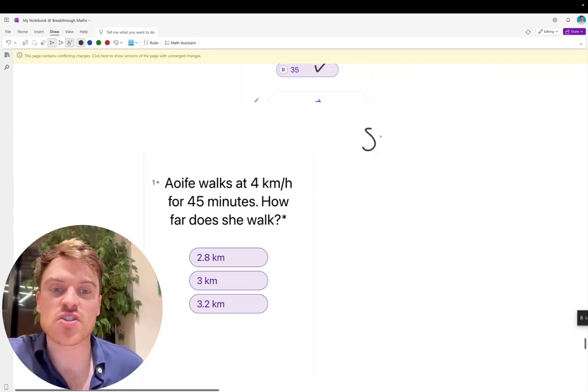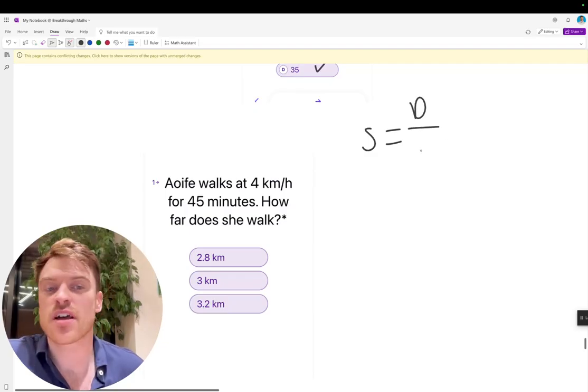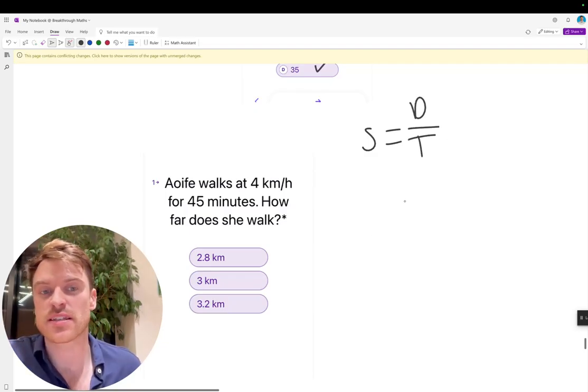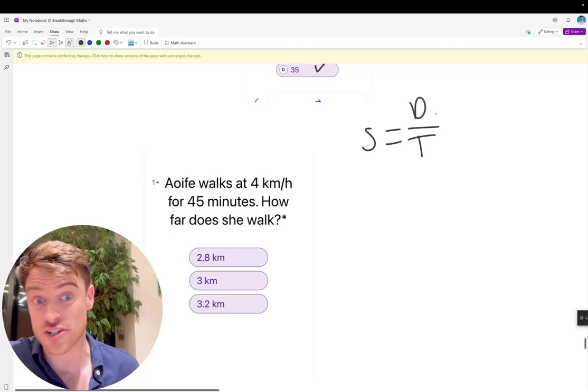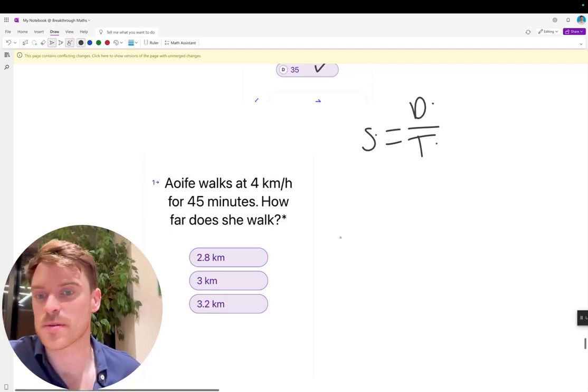Speed, distance, time. Speed is equal to distance over time. I would always write that down. That's the first one. You write that down: speed is equal to distance over time. That's our dad's city triangle. I think about it as well.